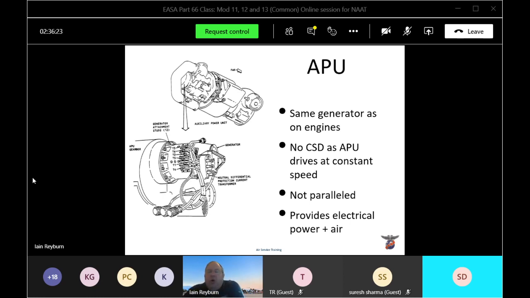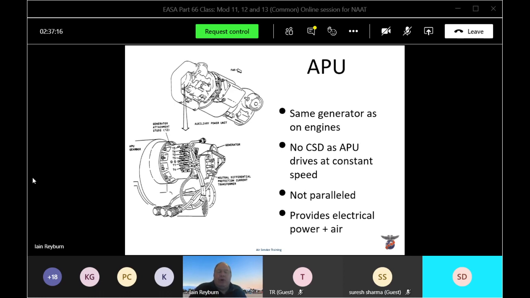But what will happen is the generator on the APU will provide the same power as the generator on the main engine. So if one generator fails, we can actually connect the auxiliary power unit to the bus bar of the failed engine. There's a problem with that, which we'll look at in a second.